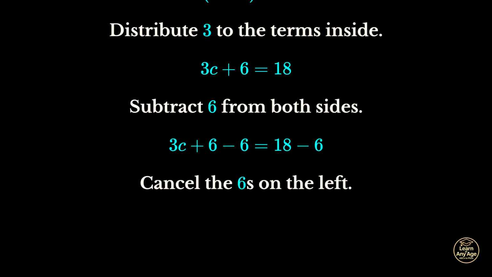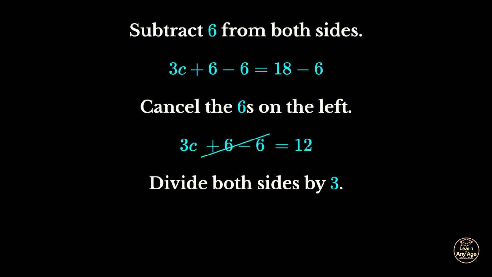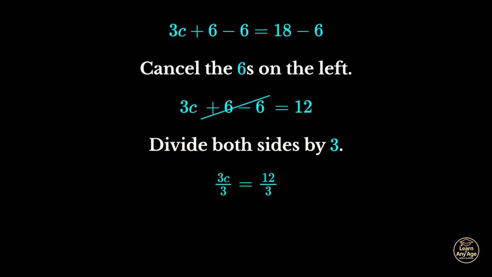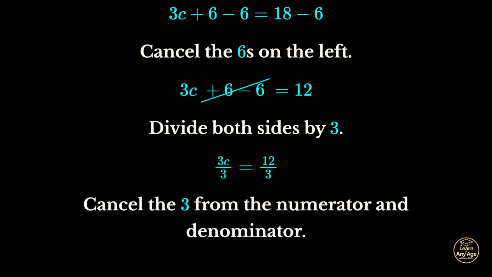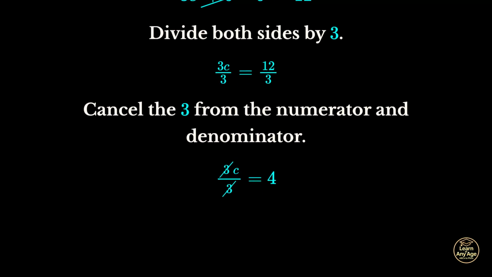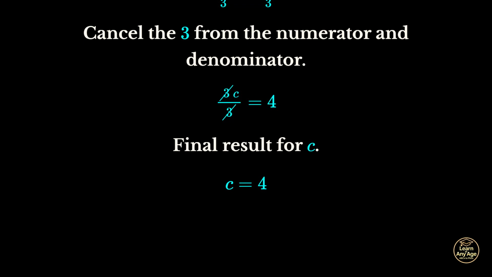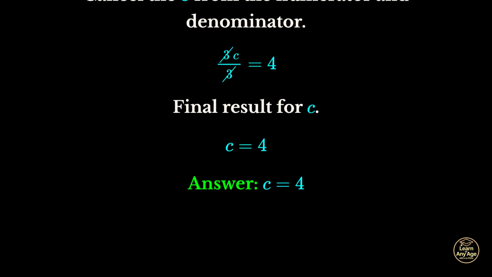Cancel the 6s on the left. 3c plus 6 minus 6 cancelled out equals 12. Divide both sides by 3. 3c over 3 equals 12 over 3. Cancel the 3 from the numerator and denominator. 3 cancelled out, c over 3 cancelled out, equals 4. Final result for c. C equals 4. Answer: c equals 4.